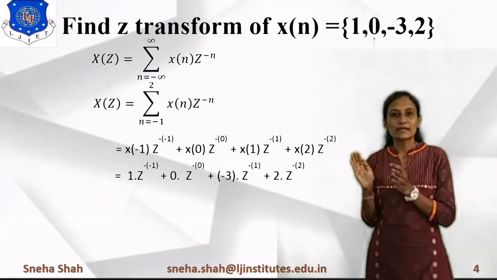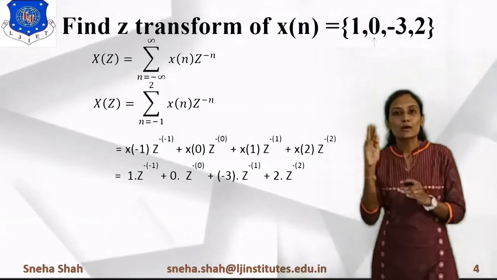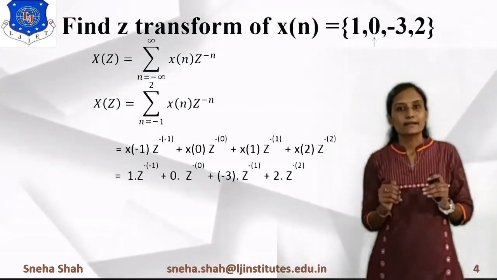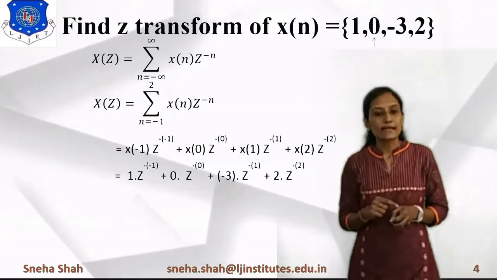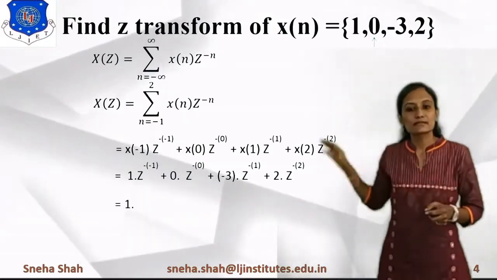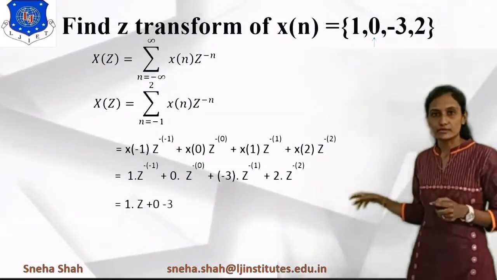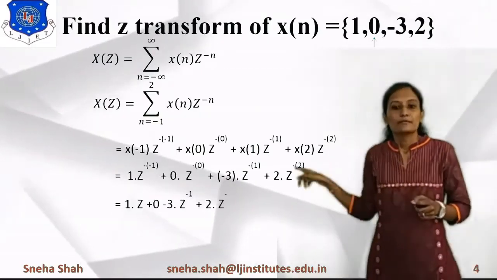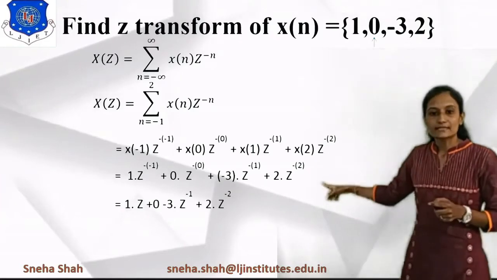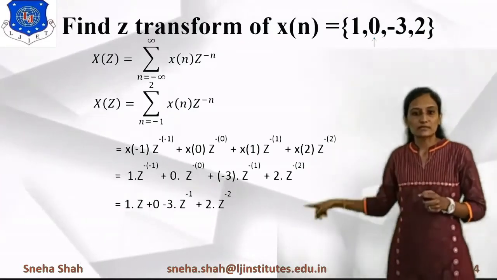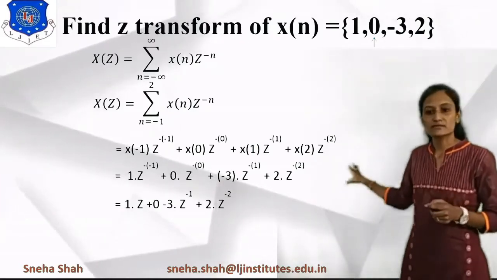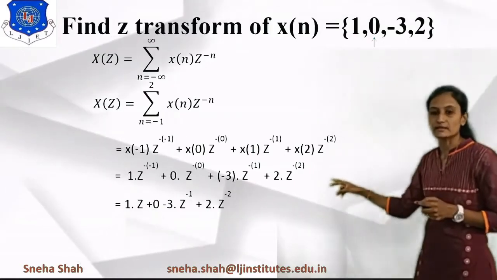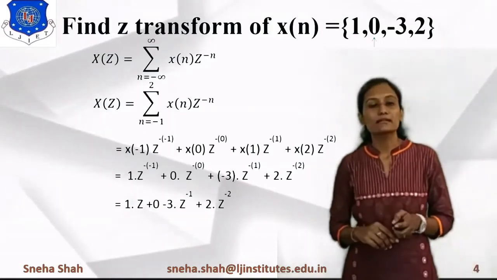Now z to the power minus of minus 1 is z to the power 1, which is z. 1 into z means z. So the next step is 1 into z, plus 0 into z to the power 0, which is 1, so that term is 0, and the next term is minus 3 into z to the power minus 1, which is minus 3 z to the power minus 1. The next term is 2 into z to the power minus 2, which is 2 z to the power minus 2.